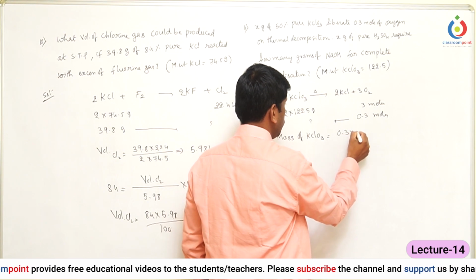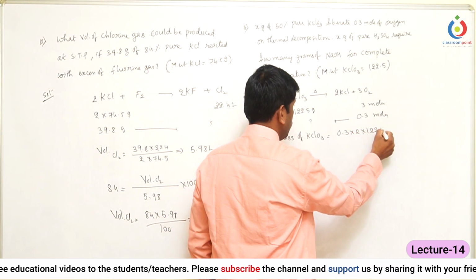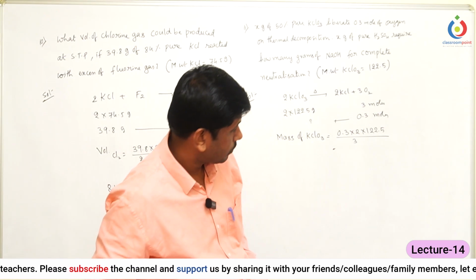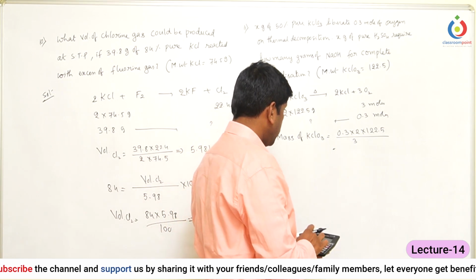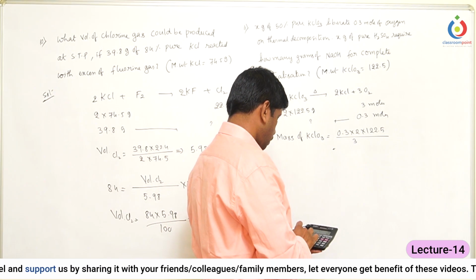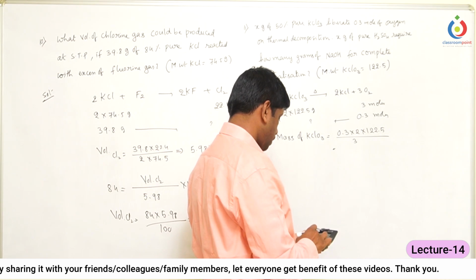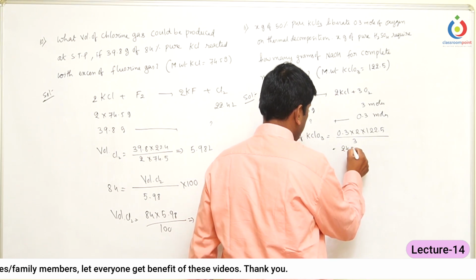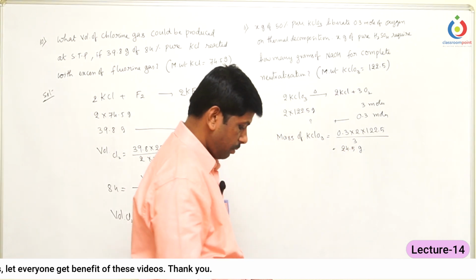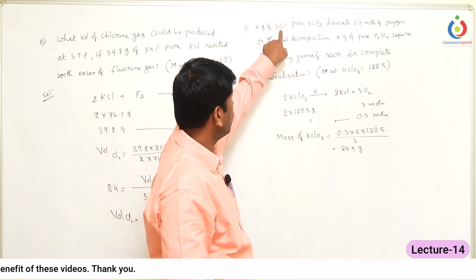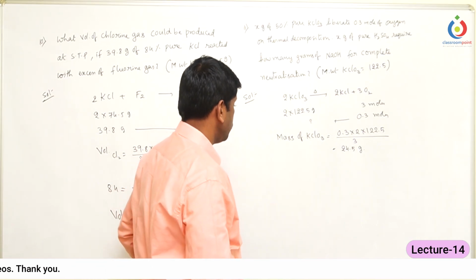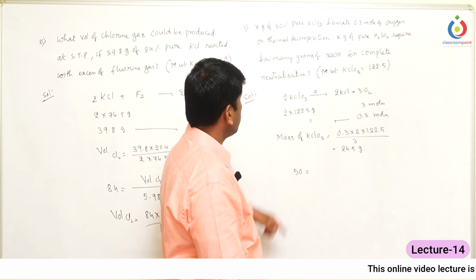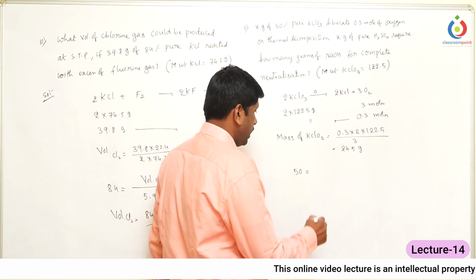that could produce on heating 0.3 moles of the oxygen is, go for the cross multiplication. So 0.3 into 2 into 122.5 divided by 3. So this value equals 24.5. 24.5 grams is required. But what they said here is, only 50% is pure. So percentage purity is only 50%. That means it is an impure sample. So the mass of the impure compound we have to calculate.